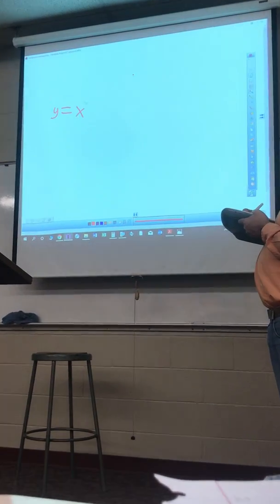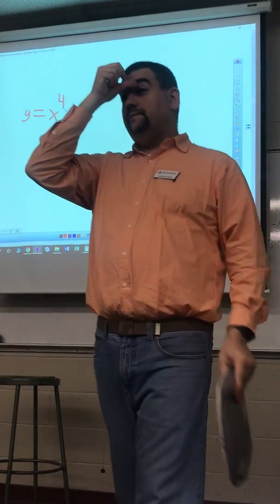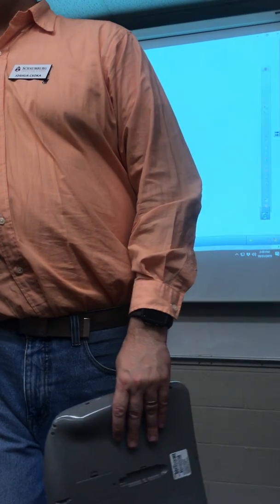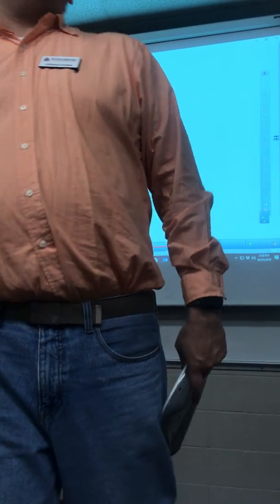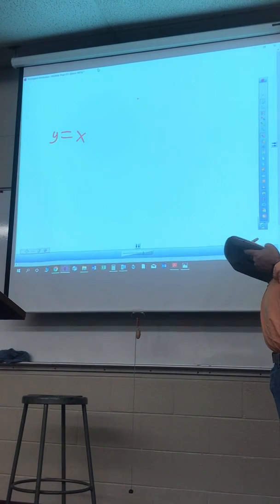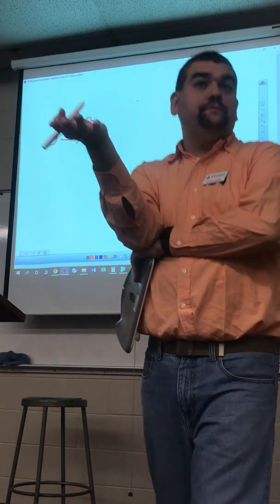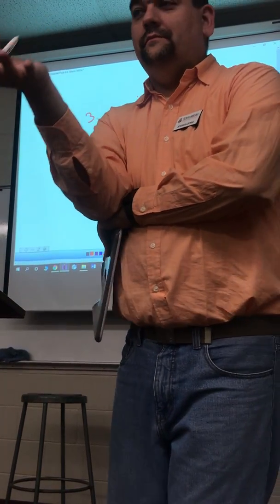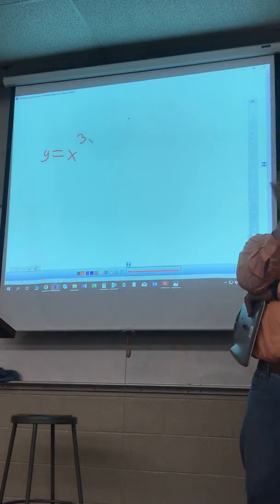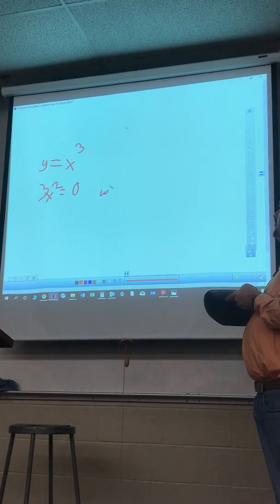Y equals x to the 4. Intervals of increasing or decreasing? Better yet, max and mins. Oh, that's x to the 4th? Okay. X cubed. There we go. Let's do one like this. You guys should know this one too, shouldn't you? Yes. Increasing. Where? Everywhere. Can we prove it using a sign chart? This is really quick. What's the derivative? 3x squared. Equals 0 when? 0.